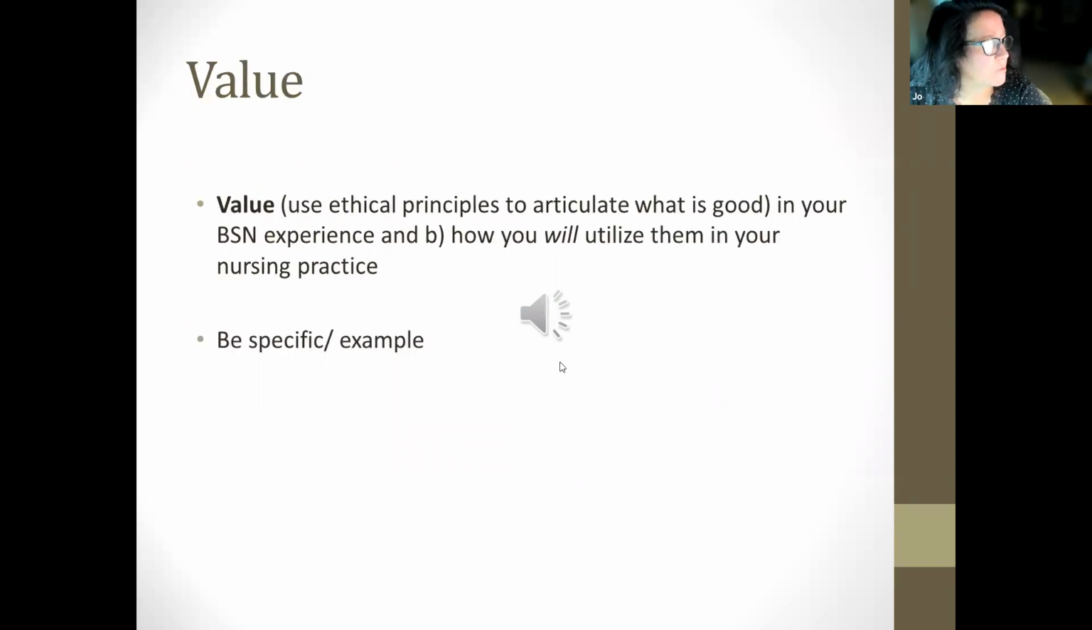Value: using ethical principles to articulate what is good from your BSN experience and how you will utilize them in your nursing practice. And I think you learned this early on in your nursing career, and then we talked about it when you did your nursing perspectives course, that professional identity.